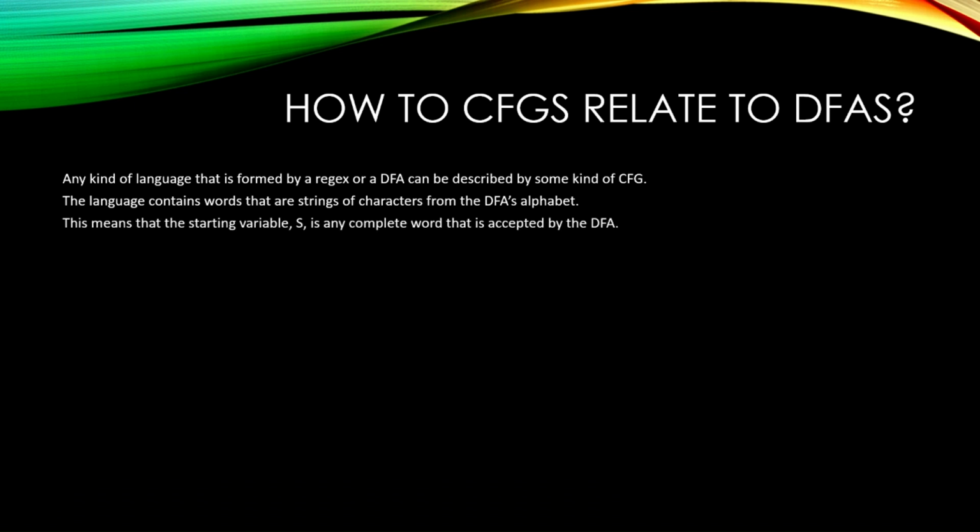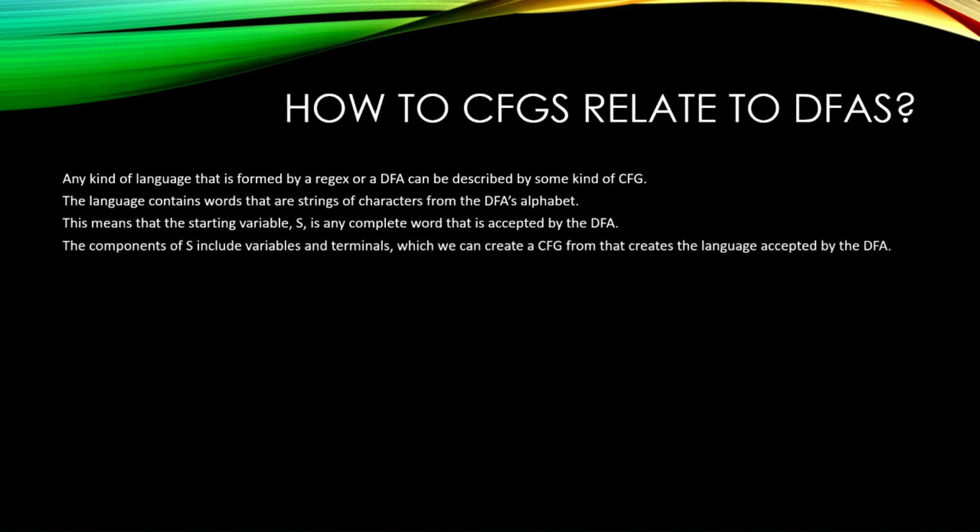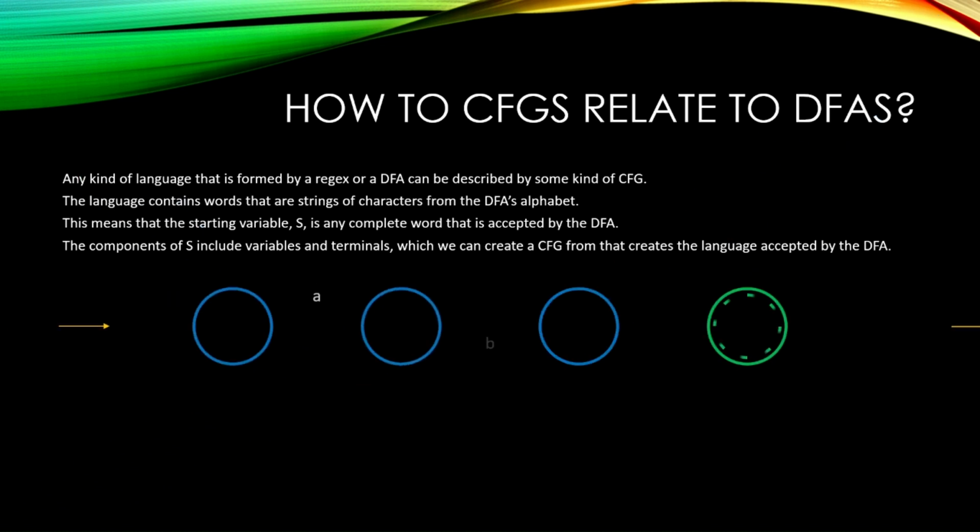So this means that the starting variable, S, is any complete word that is accepted by the DFA. So when it reaches the accepted, or the enlightened state, as I call it, it's finally reached acceptance, then this is the starting variable. Well, the whole starting variable. The components of S include variables and terminals, from which we can create a CFG that creates the language accepted by the DFA. So let's use this as an example.